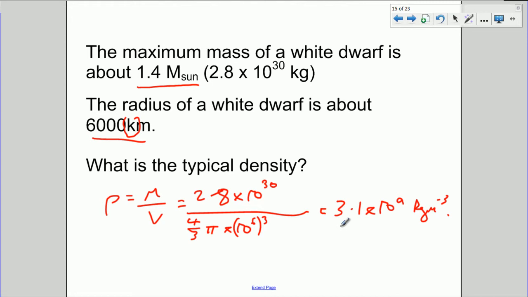Okay, so 3.1, sorry about the joining up together, the software seems to like doing that. Just rub that out so that's clearer for you there. And there we go. Oops, that's an equal sign. All right, so that's quite dense: 3.1 times 10 to the 9 kilograms per cubic meter. So a cubic meter of white dwarf material will have a mass of about 3 billion kilograms, which is reasonably dense.